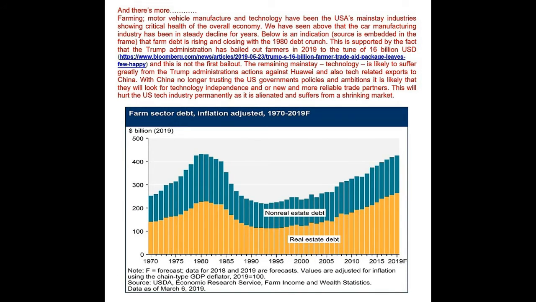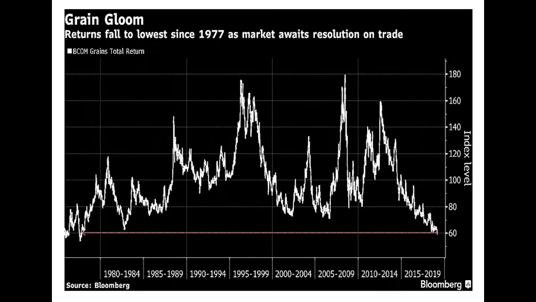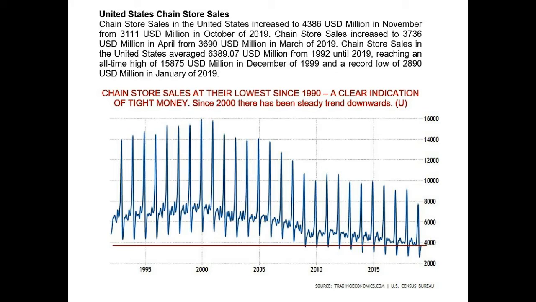You can see by this graph that farm sector debt is getting out of hand, combined with the fact that export markets are taking strain. This is an unacceptable situation for US farm produce. Look at what's happening to grain. This graph is self-explanatory. US chain store sales are on a slippery slope downwards. This could be as a result of internet purchasing or online purchasing. Alternatively, it could be a deeper symptom of a lack of money in the population in general.